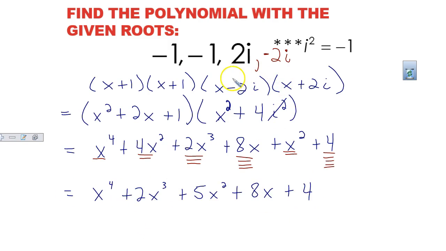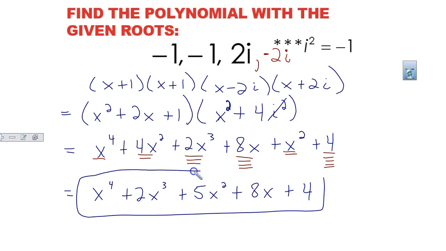All right, so I multiplied x minus 2i times x plus 2i, and at first I got x squared minus 4i squared, but that i squared changed the negative to a positive because it's -1. I multiplied x plus 1 times x plus 1 and got this trinomial. Then I multiplied the trinomial times the binomial and got all these terms. A few of them went together, and I put them in descending order to get my final answer.